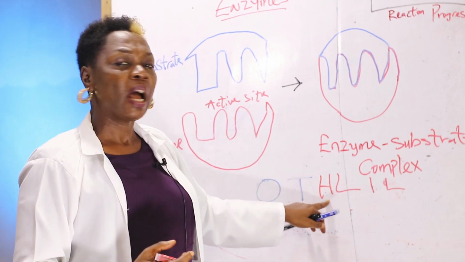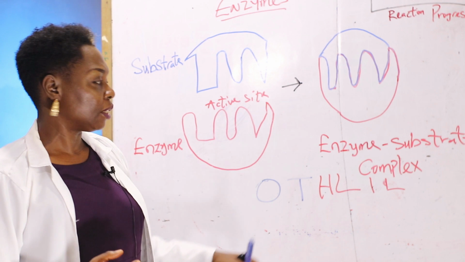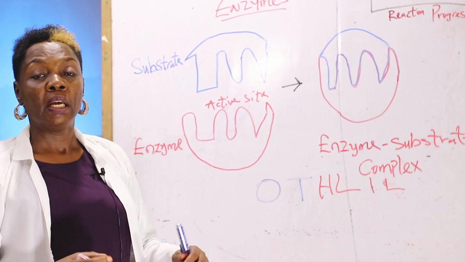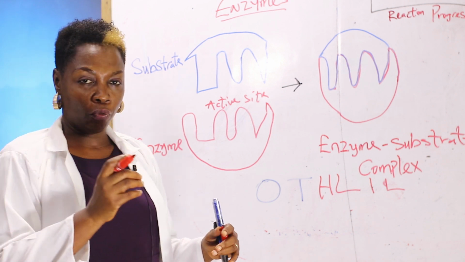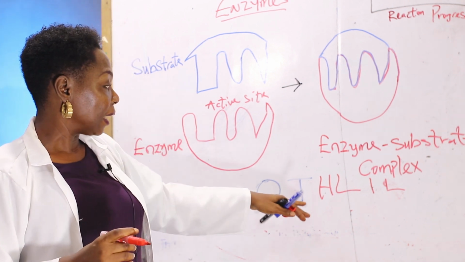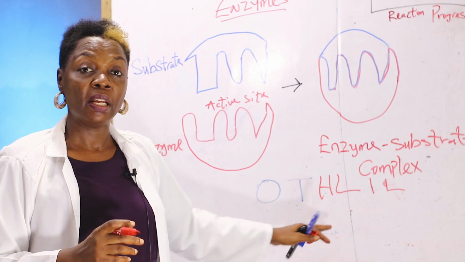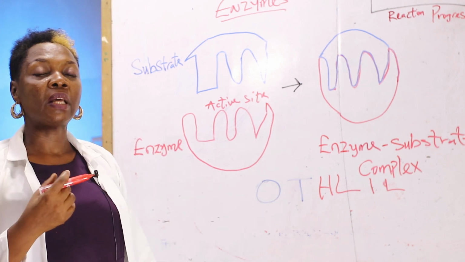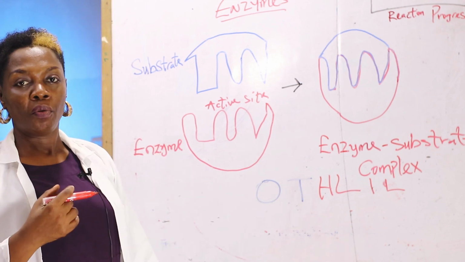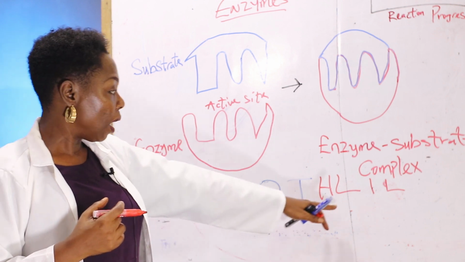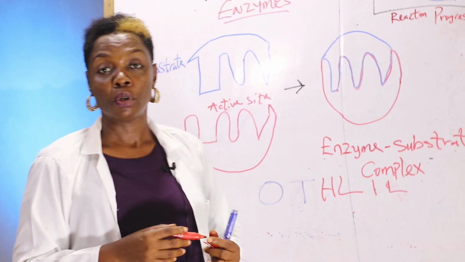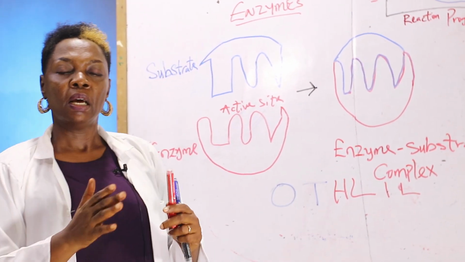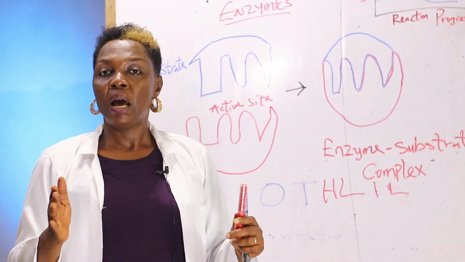Then you have the hydrolases. This class of enzymes, what they do is that they split molecules with the use or the addition of water. And then, unlike the transferases, their reactions are mostly not reversible. Now, you have the lyases. The lyases are a class of enzymes that are involved in splitting carbon-carbon, carbon-nitrogen atoms.